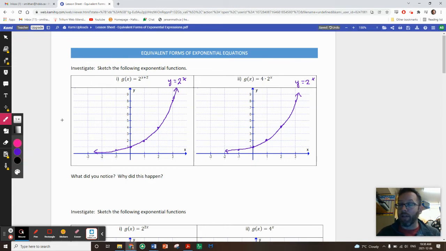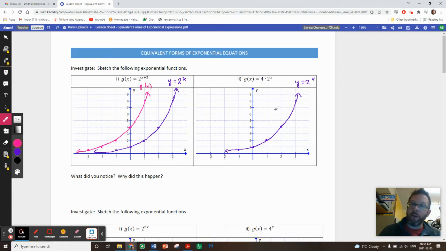We know that adding 2 on the x gives a horizontal translation left 2 units. So if I take all those points and move them left 2 units, all those powers of 2, just shifting them, we get something like this. This is our function g for this guy.